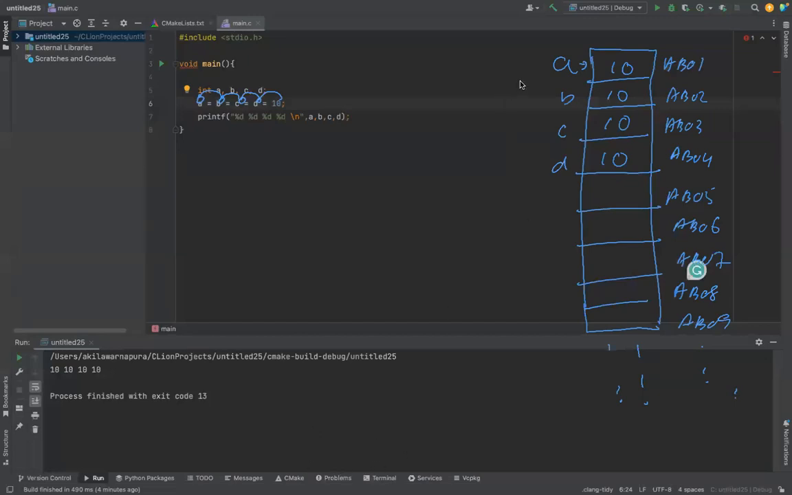I think you asked about printing all the values A, B, C, D, and it prints 10. Yes, it is correct. So can you explain what's actually happening? Yes, the explanation is this one. Did you mean this thing, or any other thing? Did you understand that part?